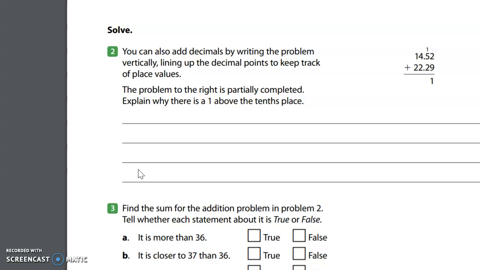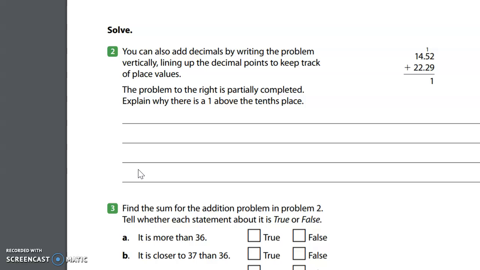for question number 2. So go ahead and pause the video and explain using words what happens when you add 2 plus 9. How come you have a 1 that has been regrouped to the tenths place on top of the 5? Pause the video and respond.